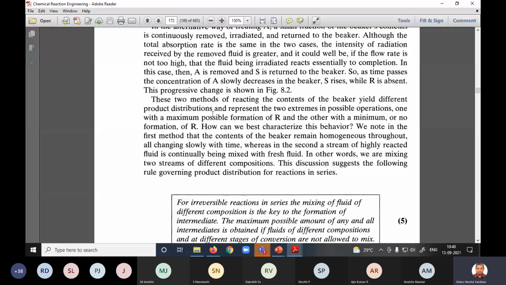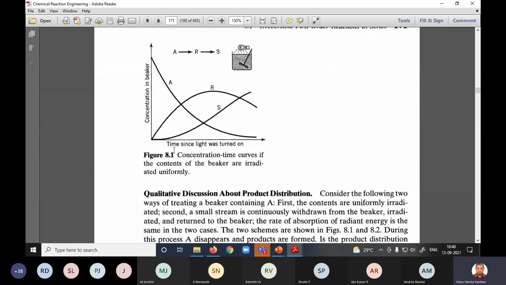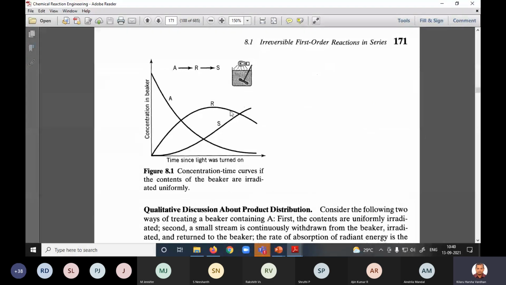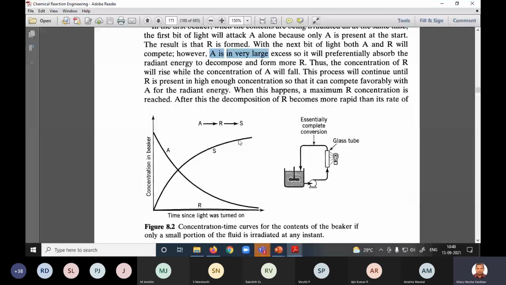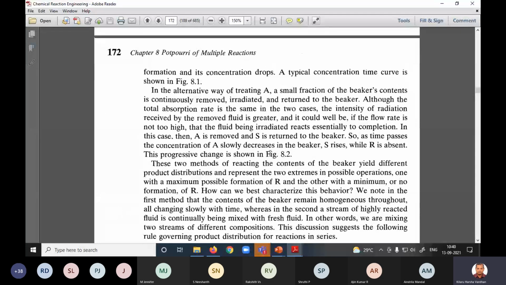This progressively shows two methods of reacting the contents of the beaker yield different product distributions, representing two extremes in possible combination. One with a maximum possible formation of R and one other with a minimum or no formation of R. So if you want R more, you go for the first one. But if you want S more, you go for this combination. That is what it is giving.